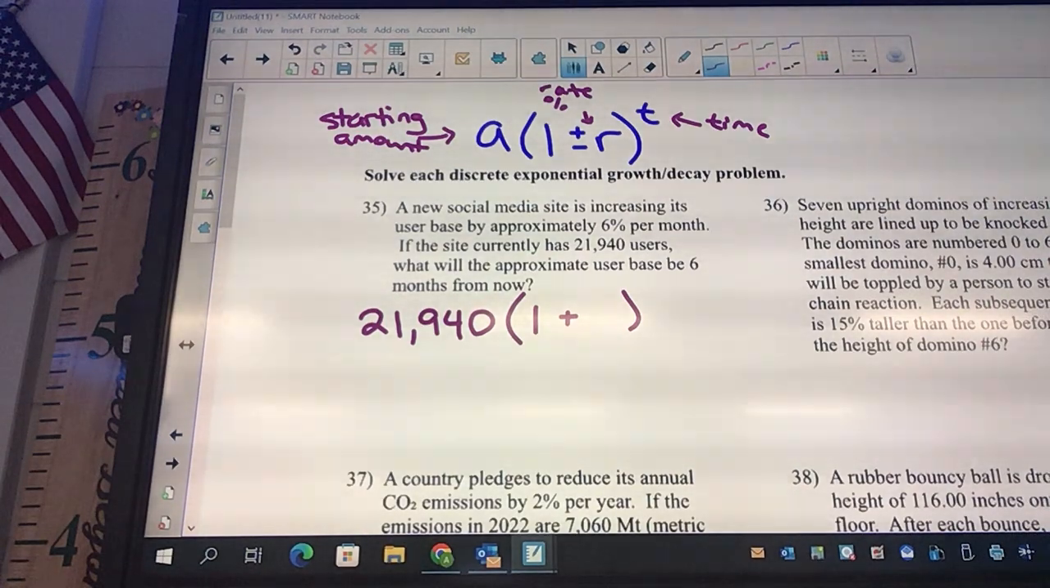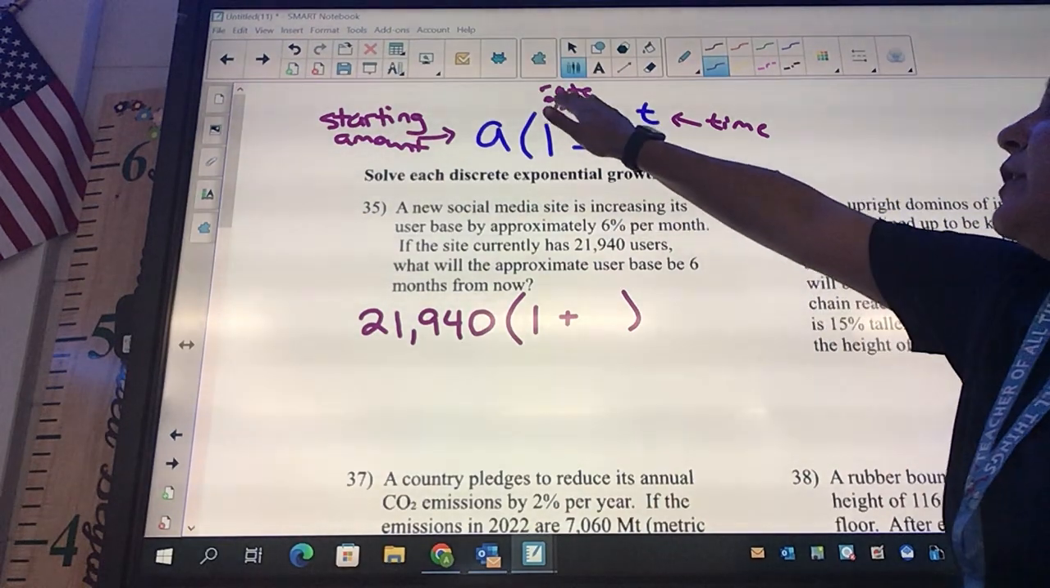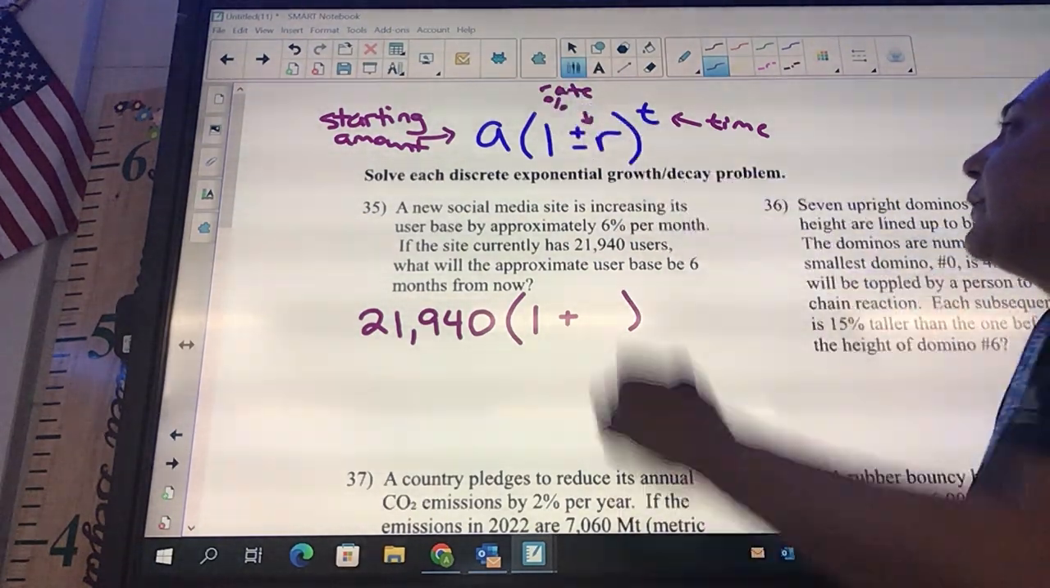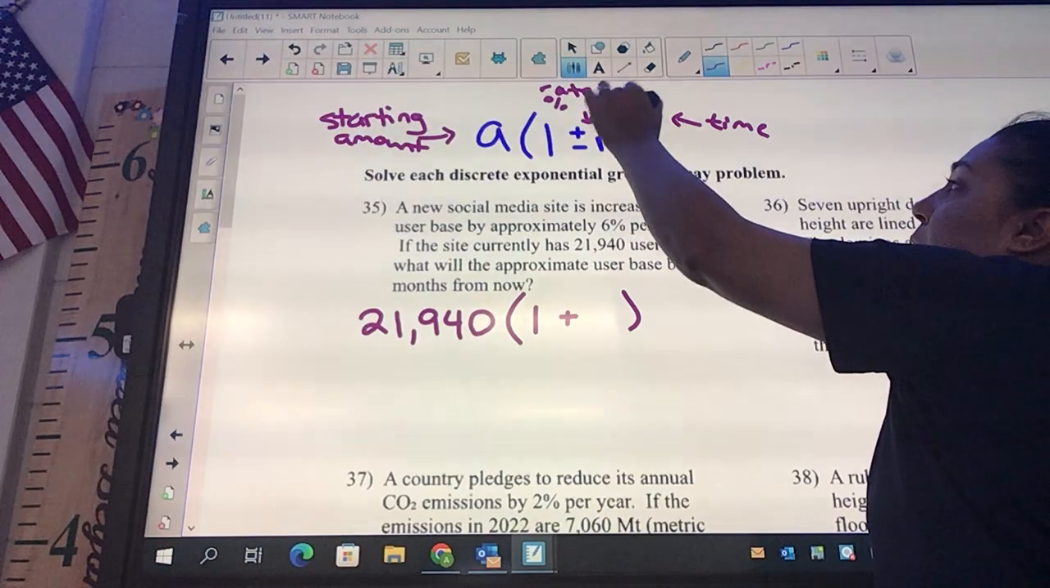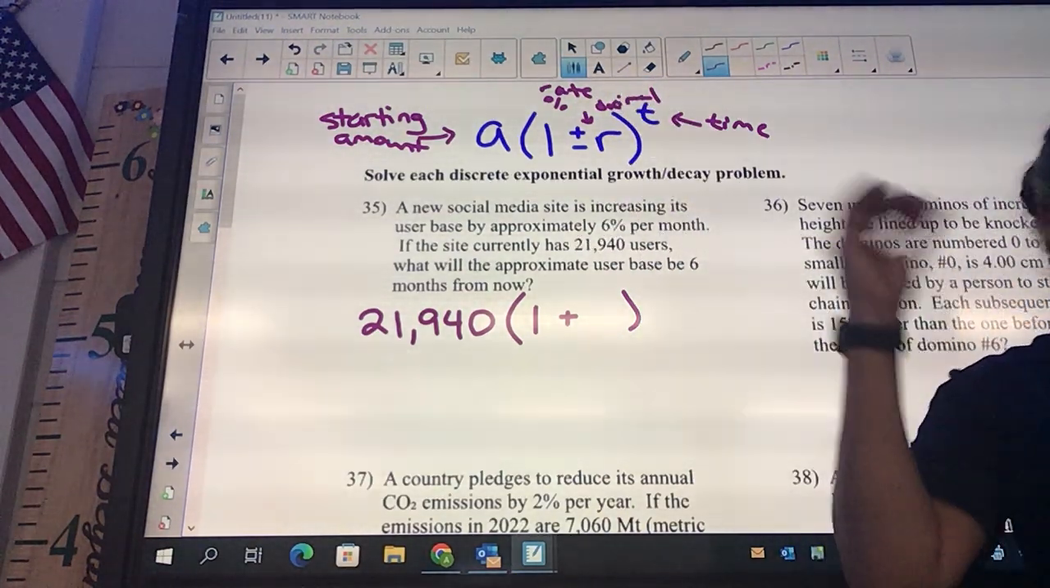By 6%? Yeah, 0.06. No, 0.6. No, if it was 0.6, it would have been 60%. It's 0.06, because if it was 60%, it would have been 0.6. Okay, so they gave us this in a percent, and I guess I should have clarified, but it needs to be in a decimal, remember? Okay, so what is 6% in a decimal?